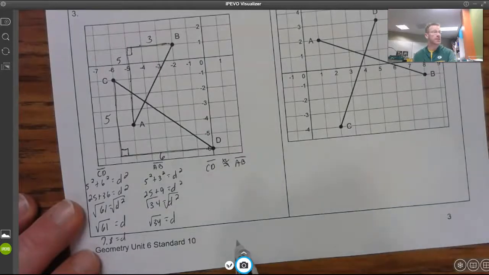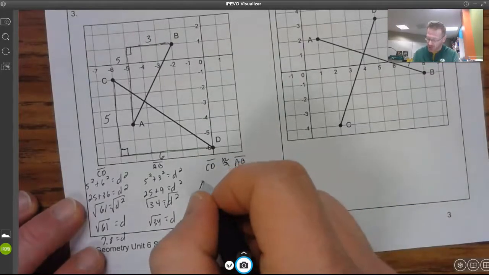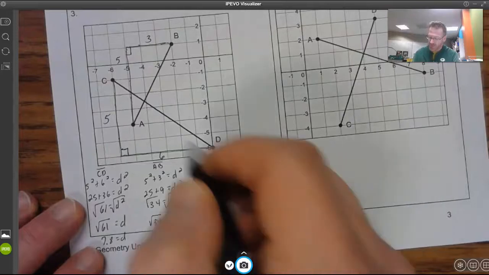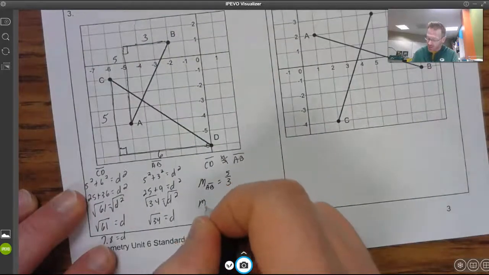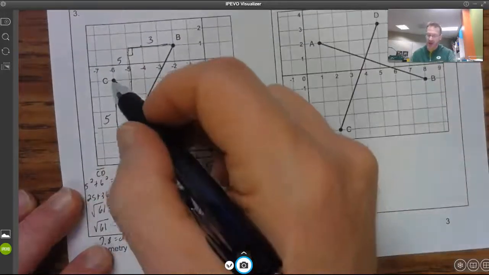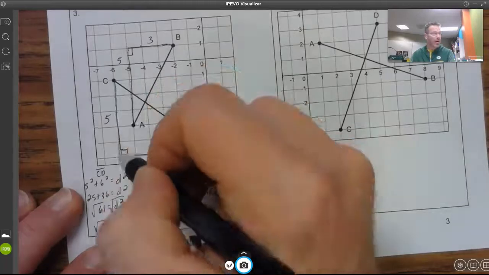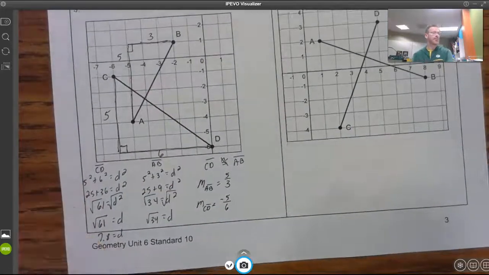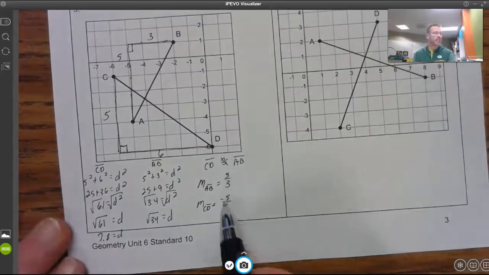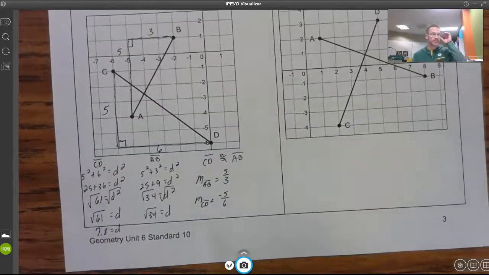Okay, now let's look at the slopes here. When I look at the slope of AB, I go up 5 to the right 3. So my slope here is 5 over 3. When I look at the slope of CD, now I notice I have to go down here. So that would be a -5, and I go to the right 6. Okay, so notice they are opposites, but they are not reciprocals. So remember, to be perpendicular, you have to be opposite and reciprocal.